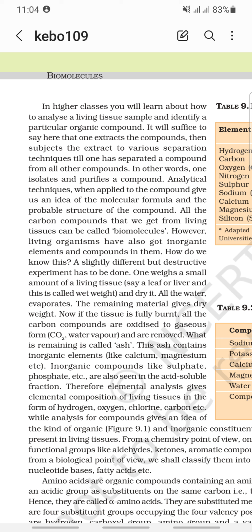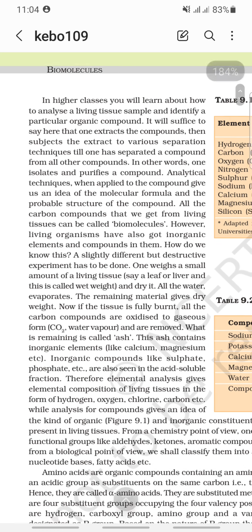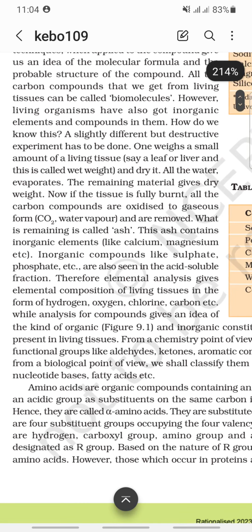All the carbon compounds that we get from living tissue can be called biomolecules. However, living organisms have also got inorganic elements and compounds in them. How do we know this? A slightly different but destructive experiment has to be done. One takes a small amount of living tissue, say a leaf or liver, and weighs it; this is the wet weight. Then one dries it. All the water evaporates, and the remaining matter gives the dry weight.